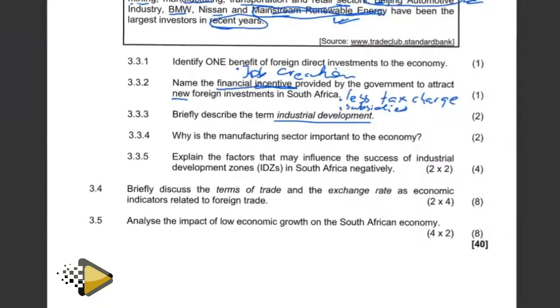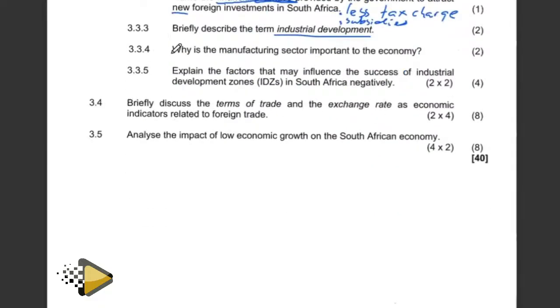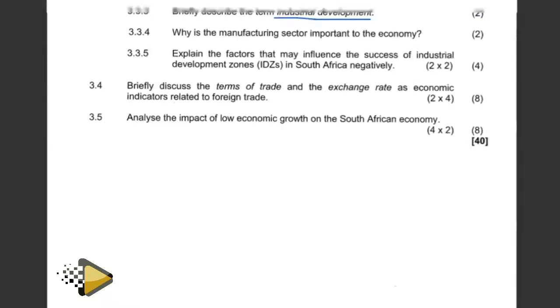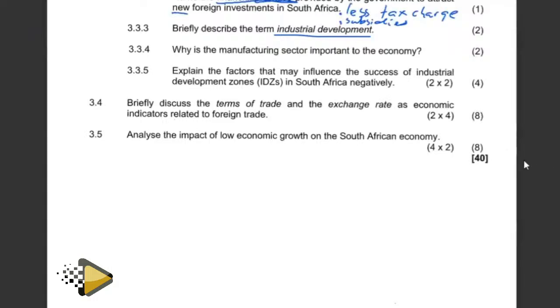Okay, right. So now the next question, 3.4, reads as follows: why is the manufacturing sector important to the economy? The manufacturing sector is important to the economy because that is the sector where goods and services are processed. That is the secondary sector, and as I said in the previous question, there is a belief that this sector has a large contribution to the creation of employment in the South African economy.